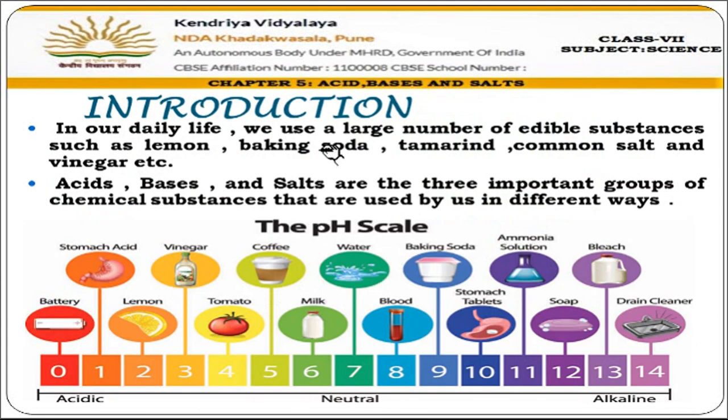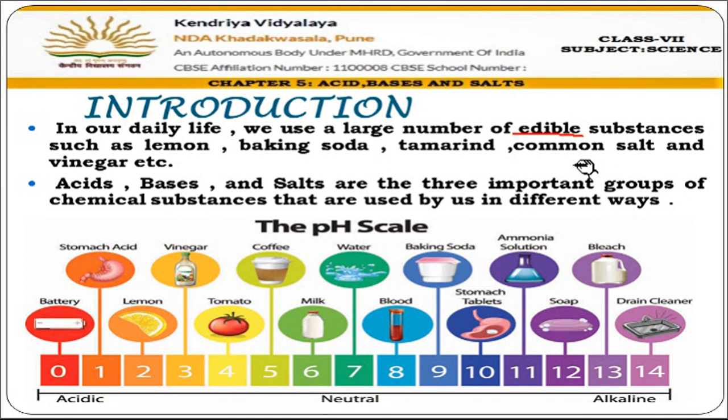First we'll start with the introduction of acids, bases and salts. Now we eat a lot of things. The things which we can eat are called edible things. Around us in our kitchen, in our home, in our school, in our tiffins, we have a lot of edible things which we take into our body. For example, lemon, baking soda, tamarind, salt, vinegar, tomatoes, curd, milk. So many examples are there which we take daily in our food.